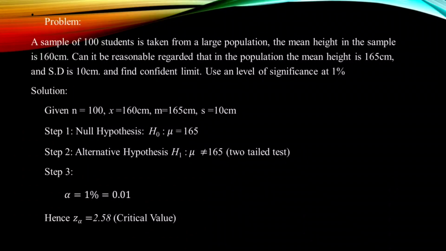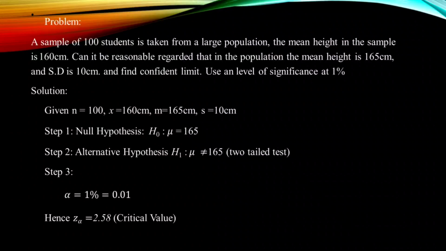Now let us see a problem. A sample of 100 students is taken from a large population. So sample size is given as 100, that is n value is 100. Now the mean height in the sample is 160 centimeter. So sample mean is given as x bar equal to 160. Next, the problem is, can it be reasonably regarded that in the population the mean height is 165 and standard deviation is 10? That is, population mean as well as population standard deviation is given, that is mu and sigma value, where mu value is 165 and sigma value is 10 centimeter.